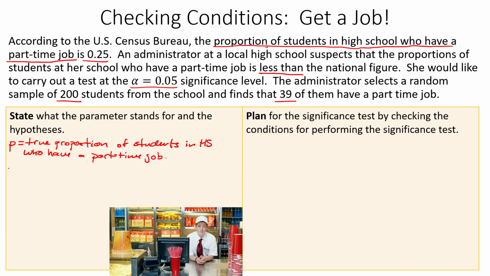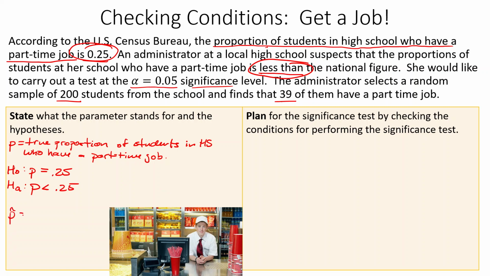All right, so now we need to state what our hypotheses are because it's asking us to do a hypothesis test. It's given us the significance level. That means it's going to be a hypothesis test. So we always start out with p equals, and we're given that they think it's 25%, so 0.25. And now our person is testing, is it less than the national figure at their school? So is it less than 0.25?